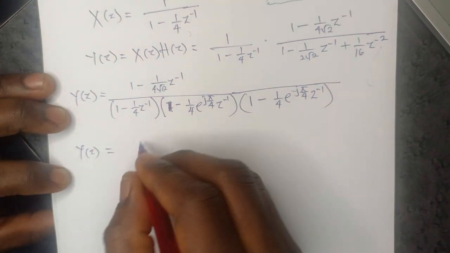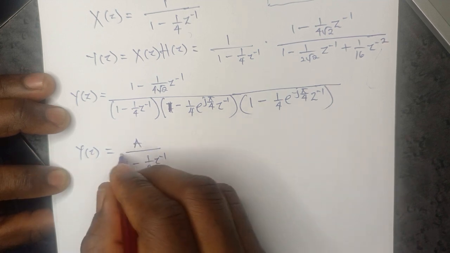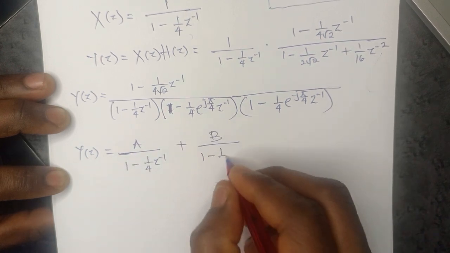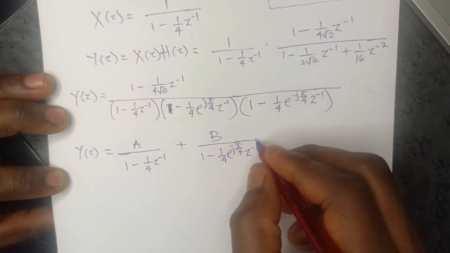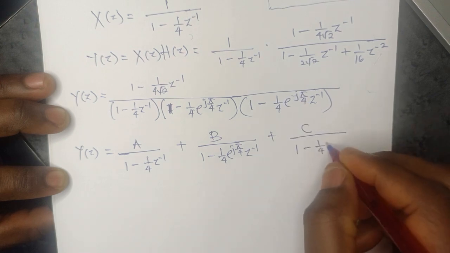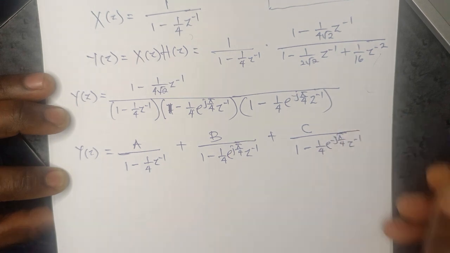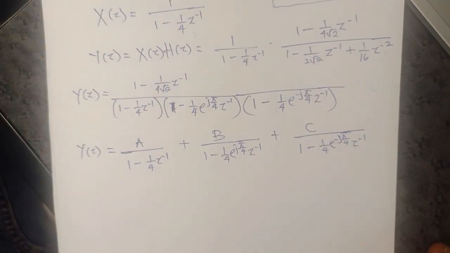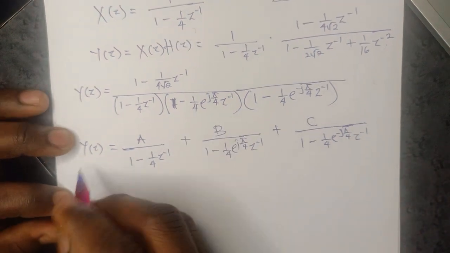So Y of z from here will be A all over 1 minus 1 all over 4 z raised to power minus 1, plus B over 1 minus 1 over 4 e raised to power j pi all over 4 z raised to power minus 1, then C over 1 minus 1 all over 4 e raised to power minus j pi over 4 z raised to power minus 1. So this is how we are going to express it. You will just need to determine the values of A, B, and C. And how do we determine A, B, and C?